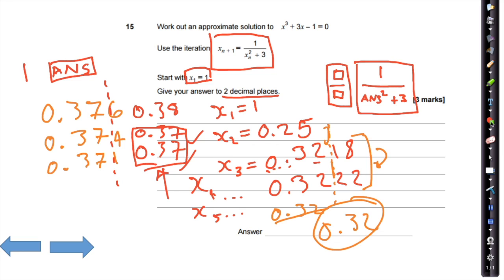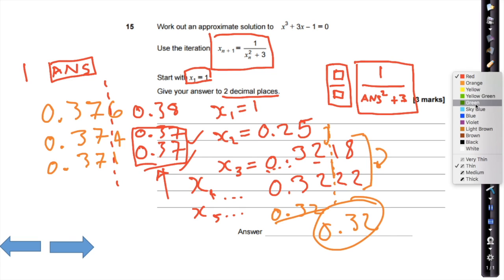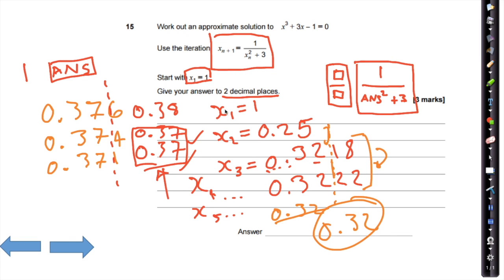Okay, so 3 marks. The first mark is for getting 0.25, so iterating the first time will give you 0.25, which is your first mark. Your second mark was for getting either one of these two, so 0.3218 or 0.322. And your third mark is for correctly finding what it is to 2 decimal places, which is 0.32.